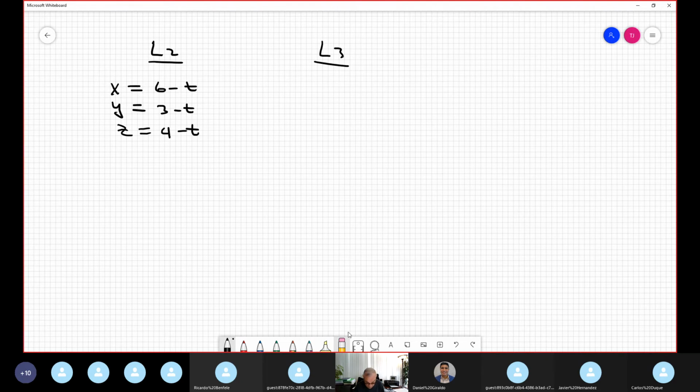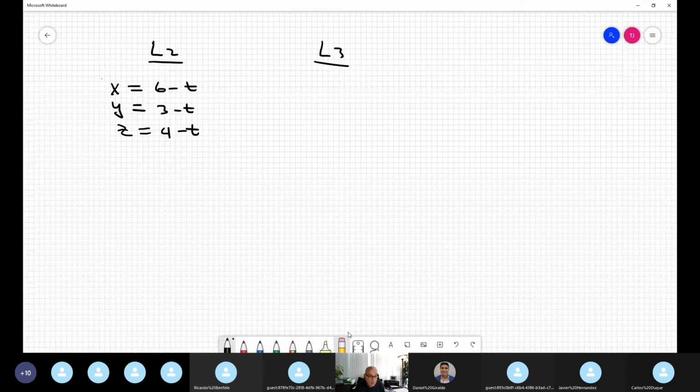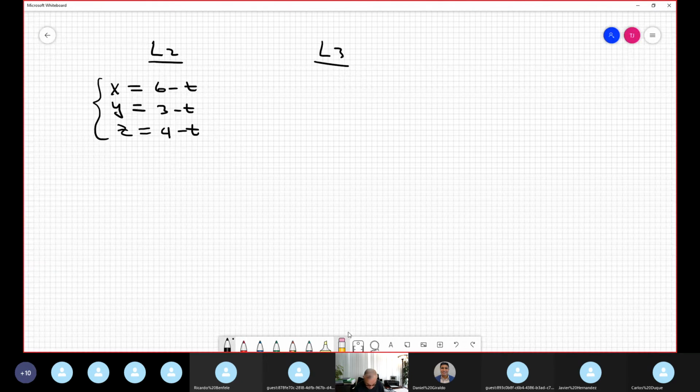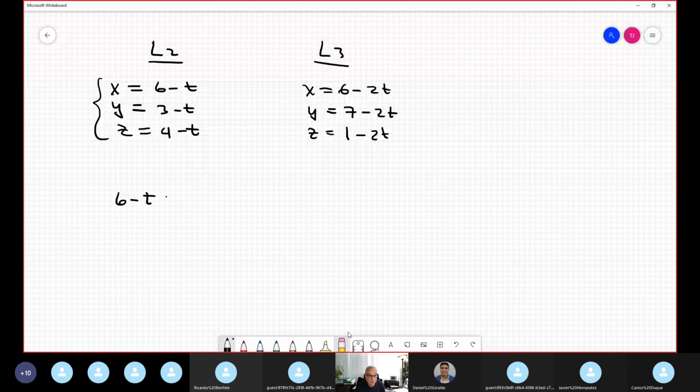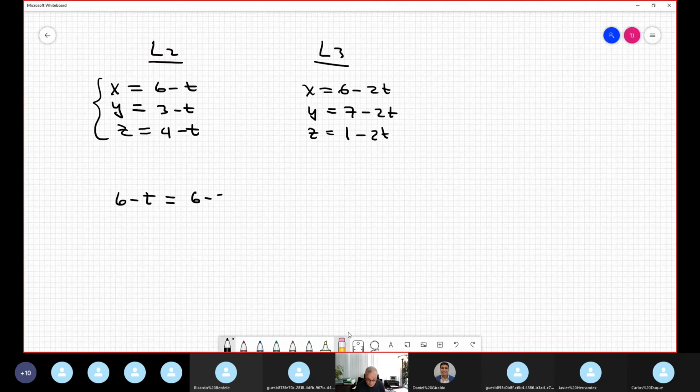This is coincident with the other example. And line 3 is x equals 6 minus 2t, y is equal to 7 minus 2t, z is equal to 1 minus 2t. Okay, I try to do my best. I put the equation of x: 6 minus t is equal to 6 minus 2t.